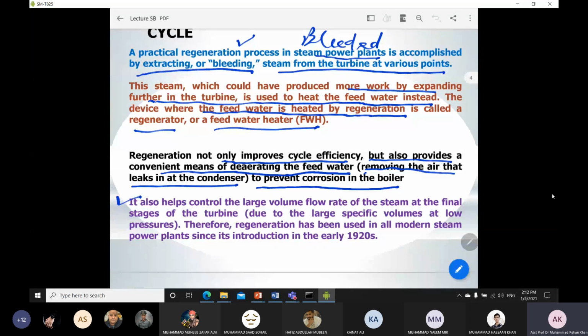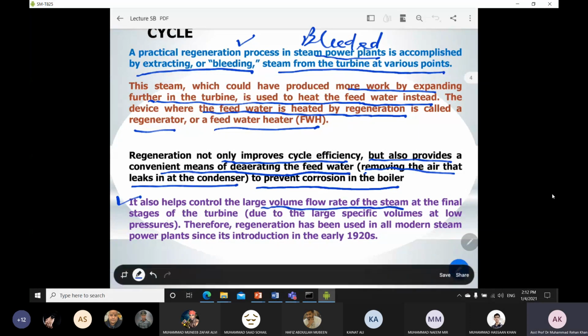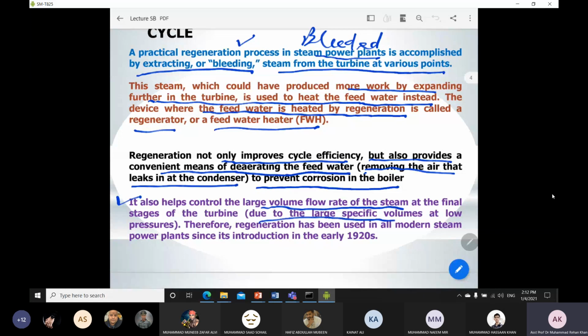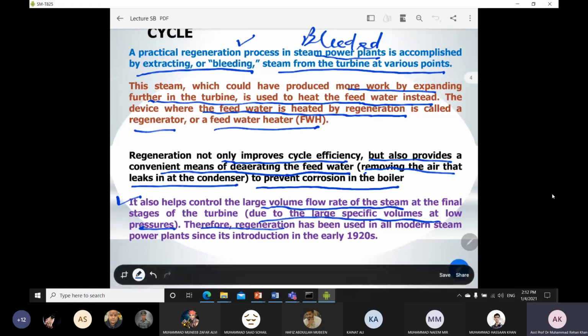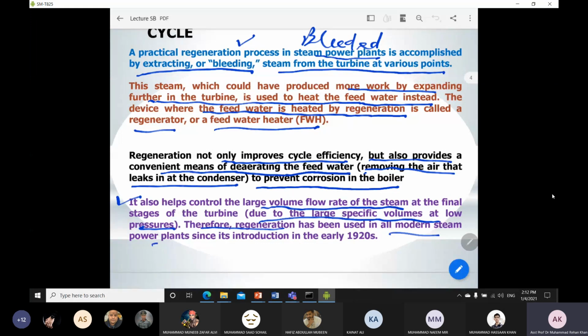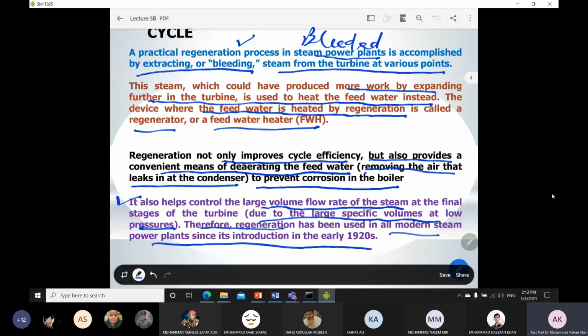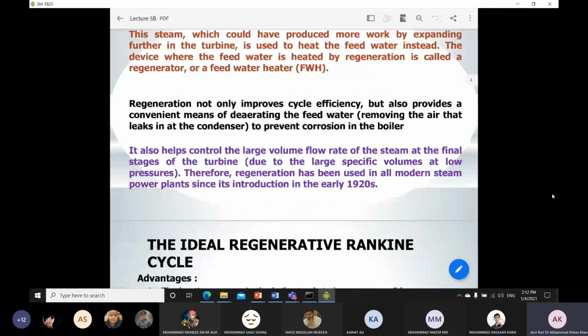Then it helps to control the large volume flow rate of the steam at the final stages of the turbine, due to the large specific volume at low pressures. Therefore, regeneration has been used in all modern steam power plants since its introduction in the early 1920s. Nowadays, if you look at any steam power plant practically, you will see that a regeneration process is installed in it. Either it will be an open feed water heater or a closed feed water heater. You can see this easily in steam power plants.